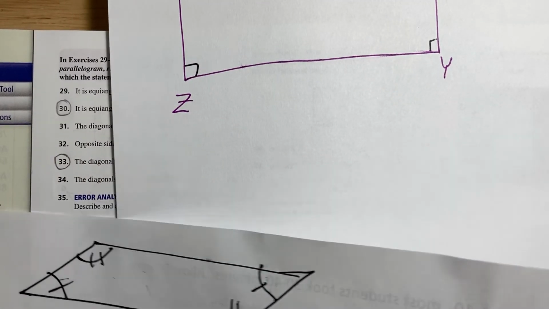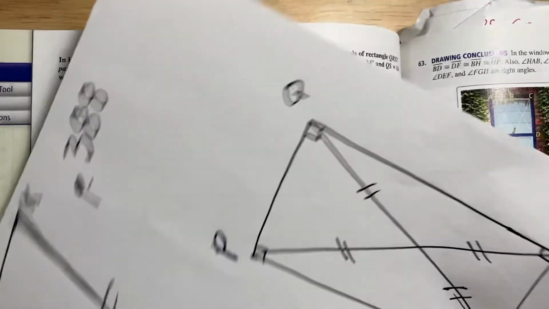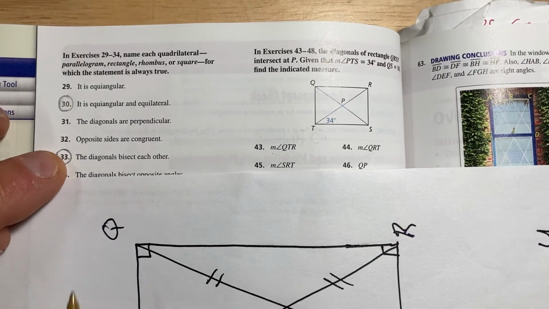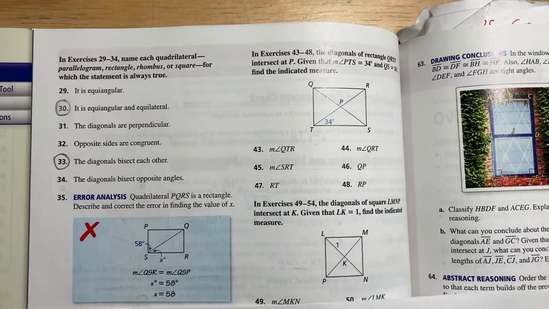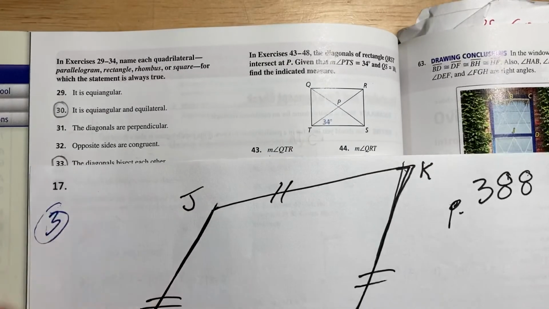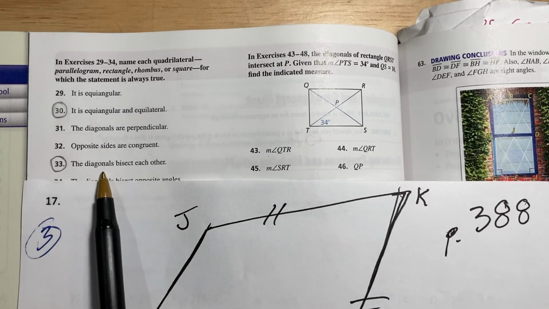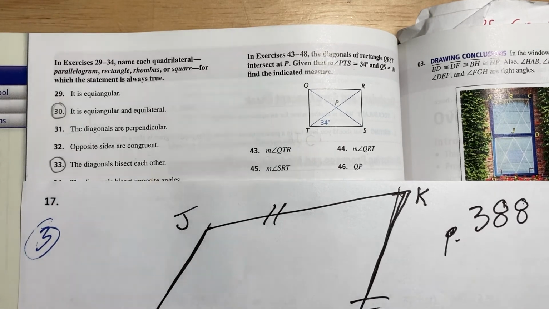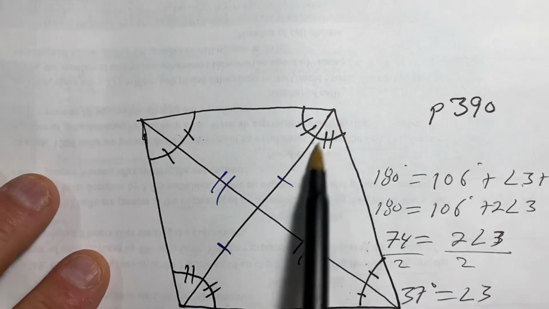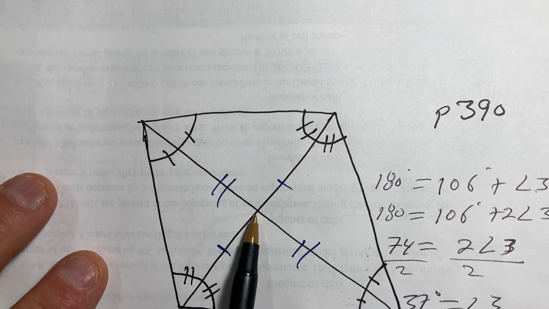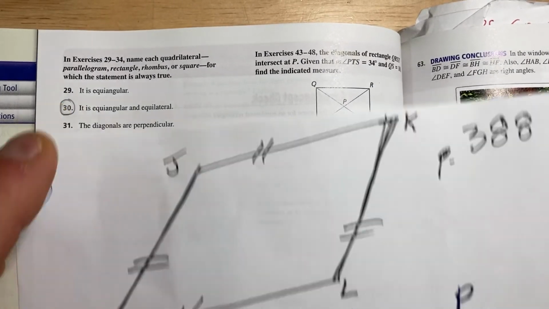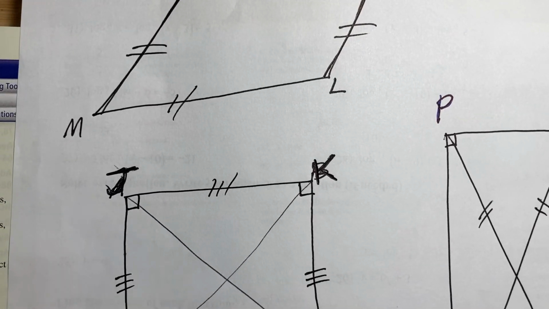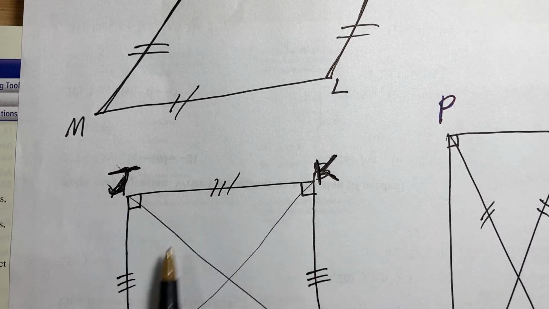For a rectangle, does it always work that diagonals bisect each other? Yes. What about a rhombus? Do the diagonals bisect each other? Is it always true? Here's a rhombus. Yes, because it's always going to be a parallelogram. What about a square? Do the diagonals bisect each other? Yes, because a square is always going to be a parallelogram.